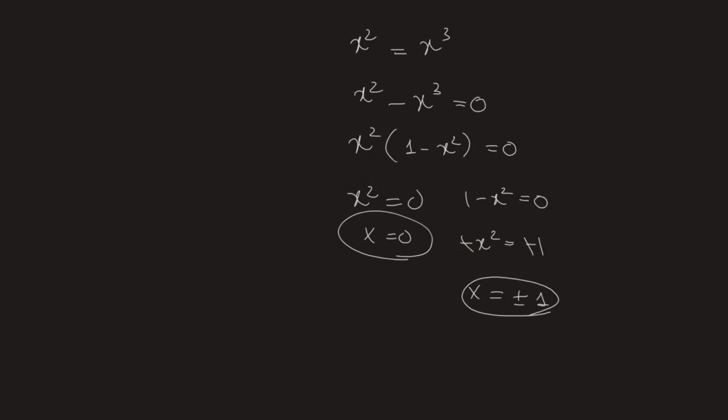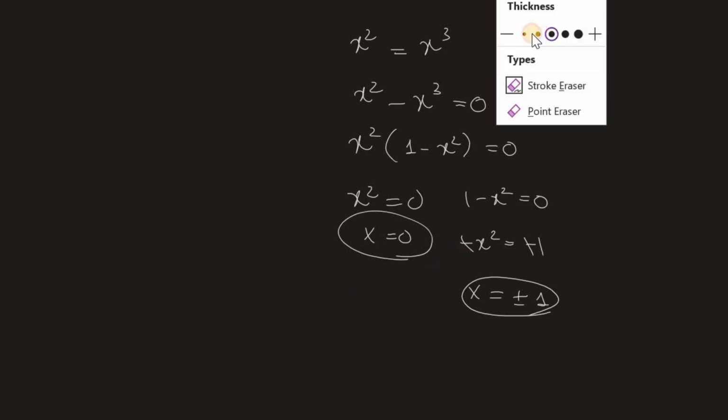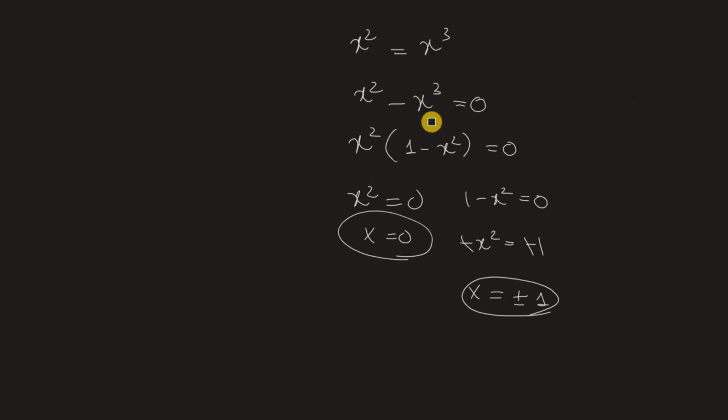Oh wait, my bad, I made a mistake. This has to be x, not x squared, because x squared times x is x cubed, and x squared times x squared will be x to the power of 4. So I'm sorry, this doesn't have to be squared over here. If it's not squared, then it doesn't give you plus and minus. It only gives you one value, which is x equals to 1.